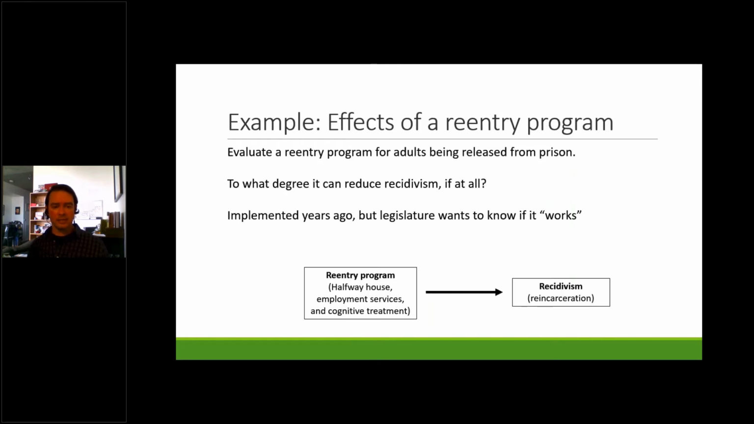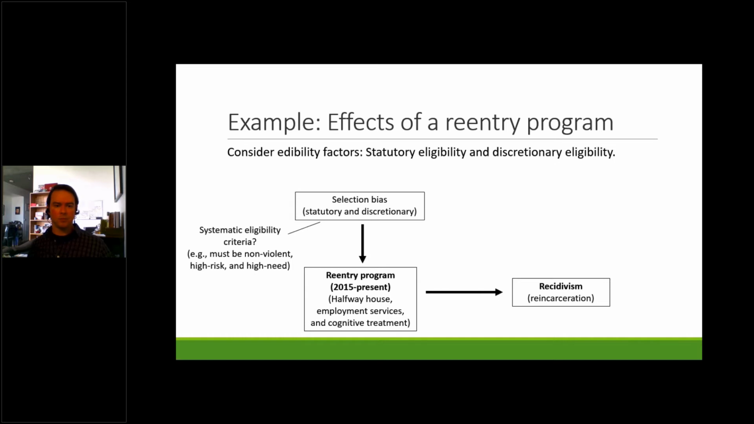So let's say, as an example, and I'll walk this one out a little further, that we're trying to evaluate a reentry program for adults being released from prison to identify to what degree it can reduce recidivism, if at all. This program was implemented years ago, but the legislature wants to know if it works to keep people out of custody. We first need to consider eligibility factors.